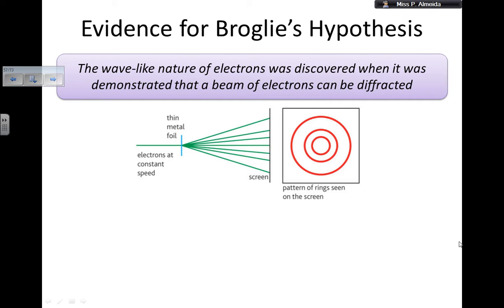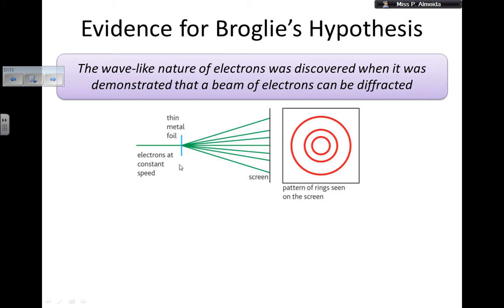The wave-like nature of the electrons was discovered when it was demonstrated that a beam of electrons can be diffracted, meaning a beam of electrons can act just like light does, and when they pass through a narrow gap, they will diffract. Okay, so this is the wave-like nature of something that we know is a particle. So here we go, electrons at a constant speed.